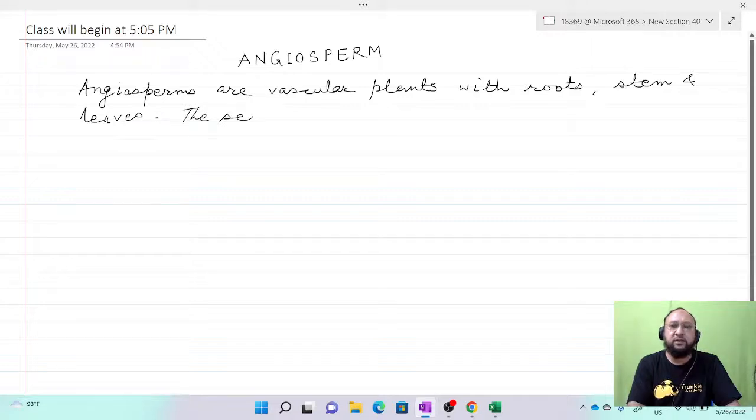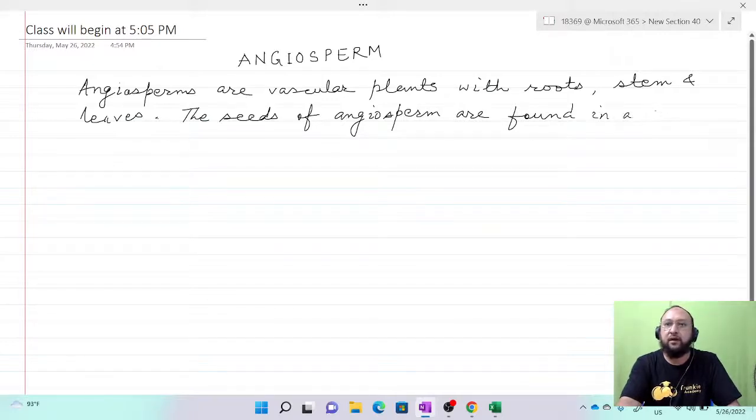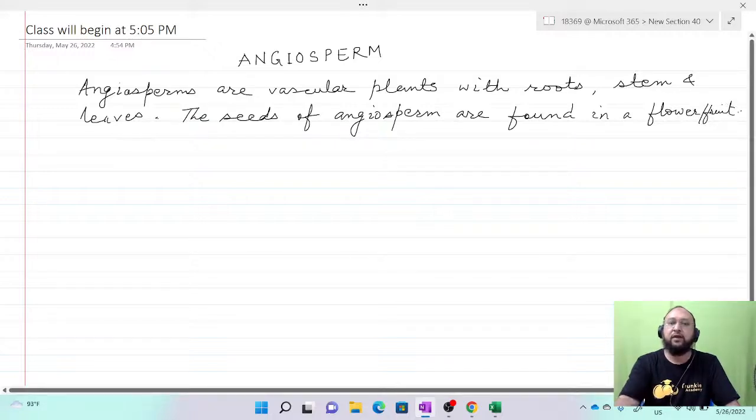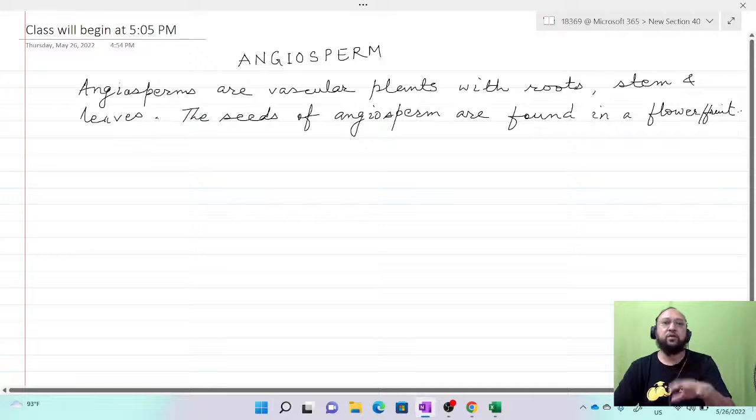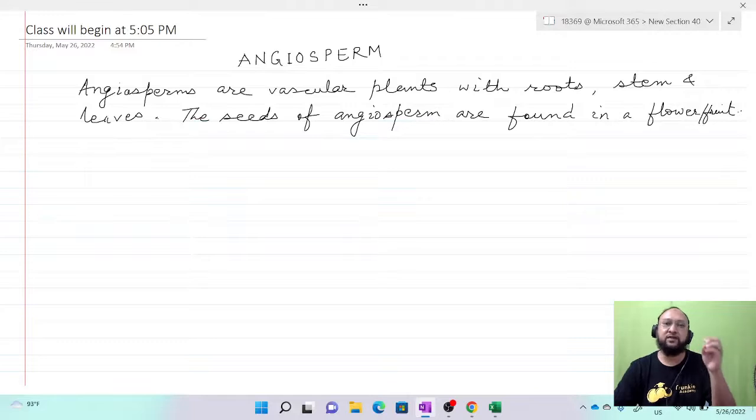The seeds of angiosperm are found in the flower, fruit. So this is the definition. These are vascular plants, and they are well evolved and well specialized as compared to other lower groups of plants like gymnosperm, pteridophytes, bryophytes, thallophytes, etc.